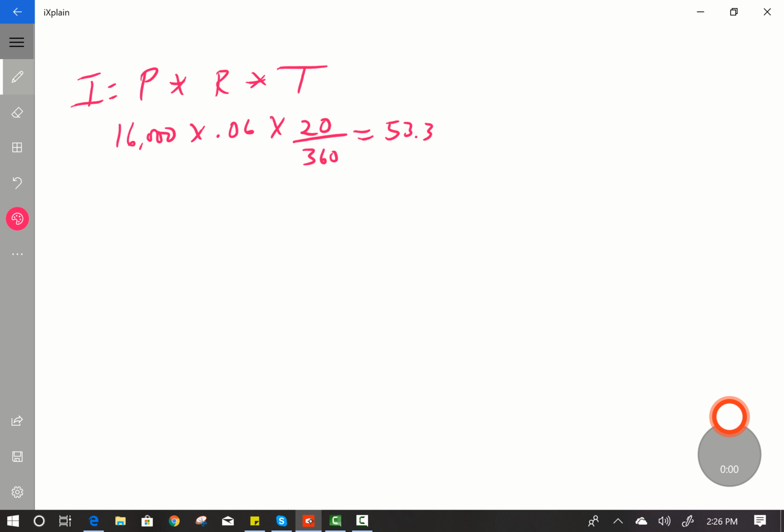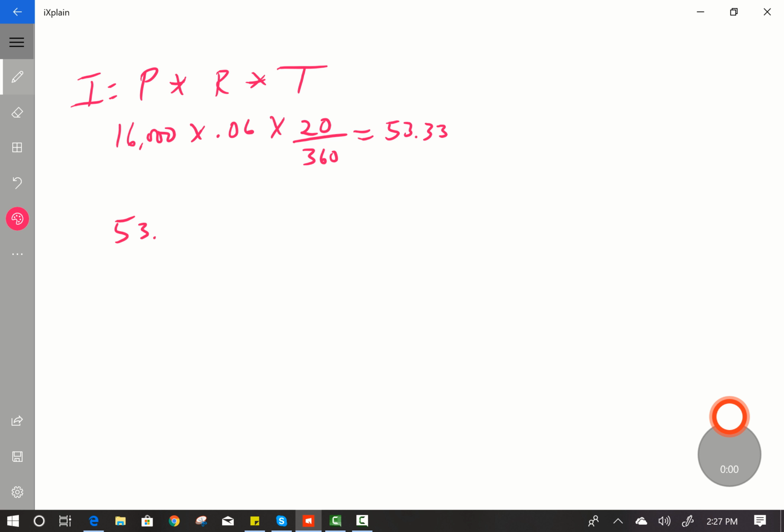Okay, that means I'm going to go ahead and apply the partial payments. So remember that interest is equal to principal times the rate times the time. My principal is $16,000 times the rate of 6% or 0.06. For my first partial payment, I did this after 20 days, so I'm going to apply this interest for 20 days over 360. And that equals $53.33.